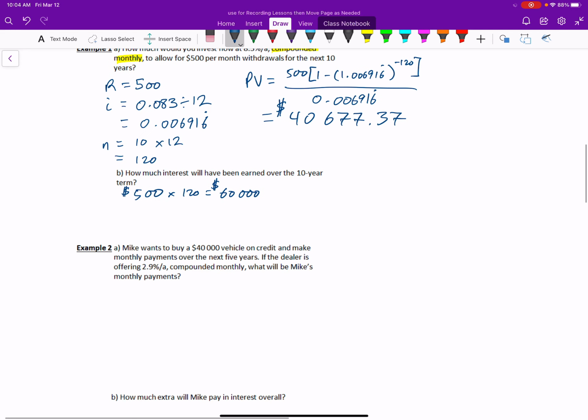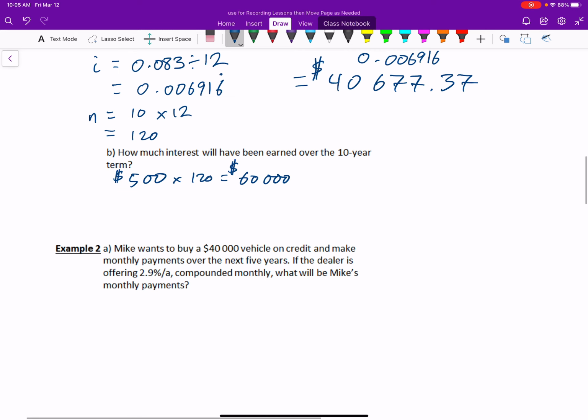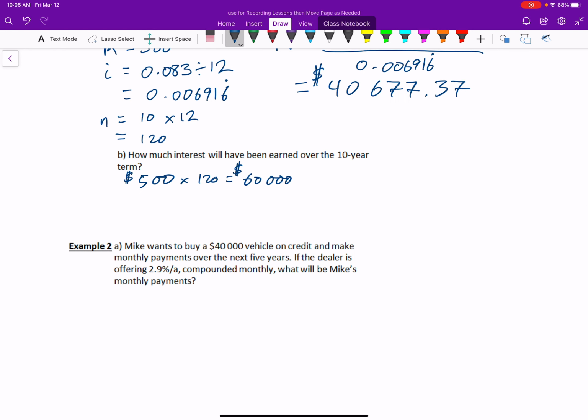So, the way I'd interpret this is that if I invest $40,677.37 now at 8.3% interest, it's going to earn some interest over the next 10 years. And it's going to earn enough interest so that I can take out exactly $500 a month for 10 years, and I'll have nothing left at the end, but I won't have gone over either.